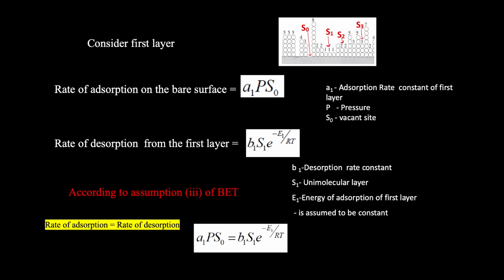B1 is the desorption rate constant, S1 is the unimolecular layer, E1 is the energy of adsorption of the first layer, and it is assumed to be constant. At equilibrium, the rate of adsorption is equal to the rate of desorption, that is A1 P S0 is equal to B1 into S1 into e to the power minus E1 by RT.